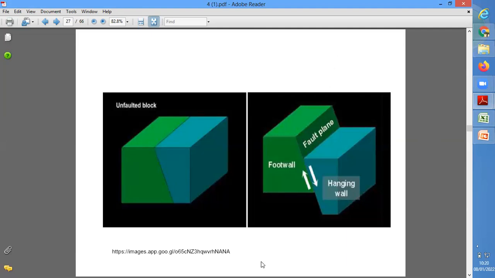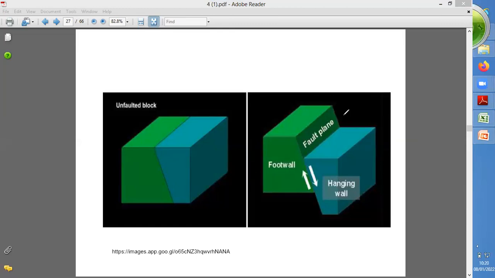When the pressure is applied on these blocks, here the pressure is applied in this direction. Here the pressure is applied on this block in the opposite direction. That's why these green blocks move in the upward direction. The blue blocks move towards the downward direction. So this structure is considered as a fault.